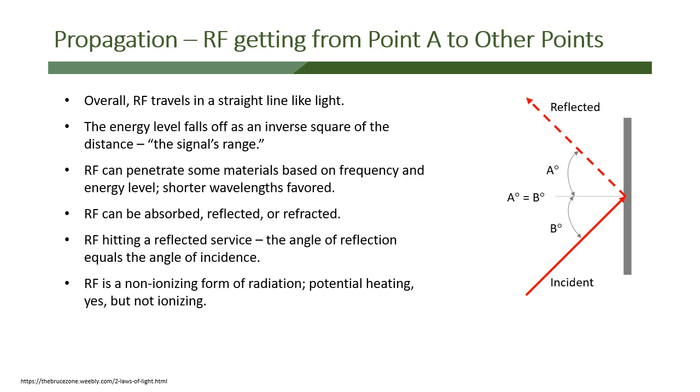And RF, it's really important, is a non-ionizing form of radiation. It does have the potential to heat, like microwaves in the oven can heat, but they're not ionizing. RF is non-ionizing, that is, when it hits a human body, for example, it is not displacing electrons. Whereas X-rays and gamma rays are ionizing radiation. That is, when they hit your body, they will displace electrons or disrupt the nucleus of an atom. But RF does not do that. What RF can do, if it's at a high enough frequency and a high enough energy level, is produce heating, as I said, in a microwave oven.